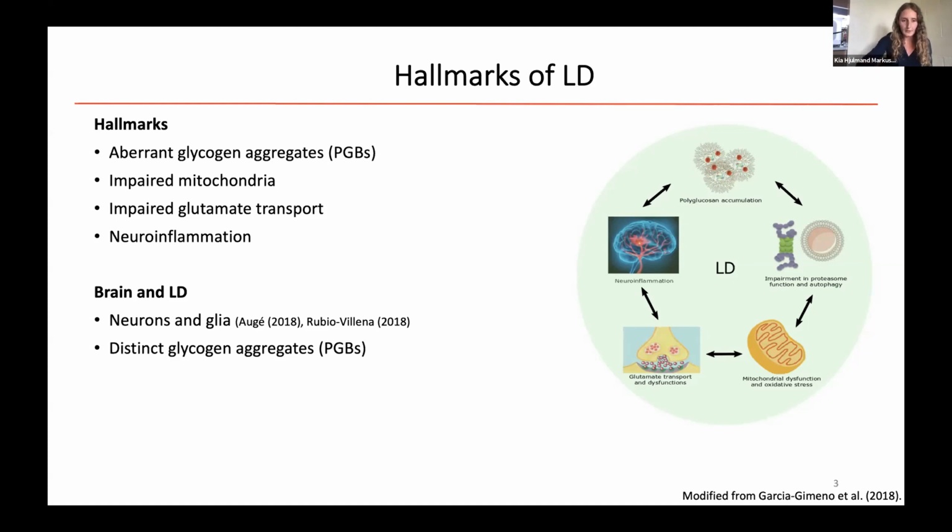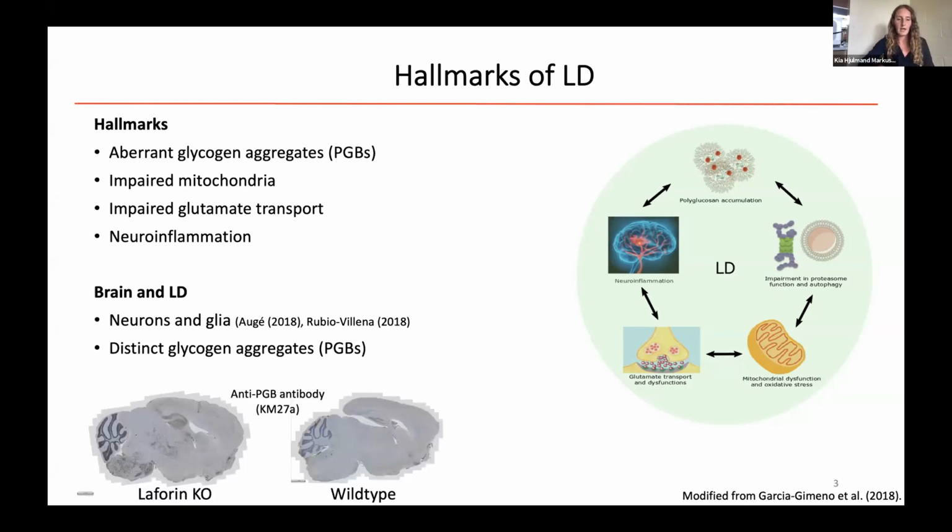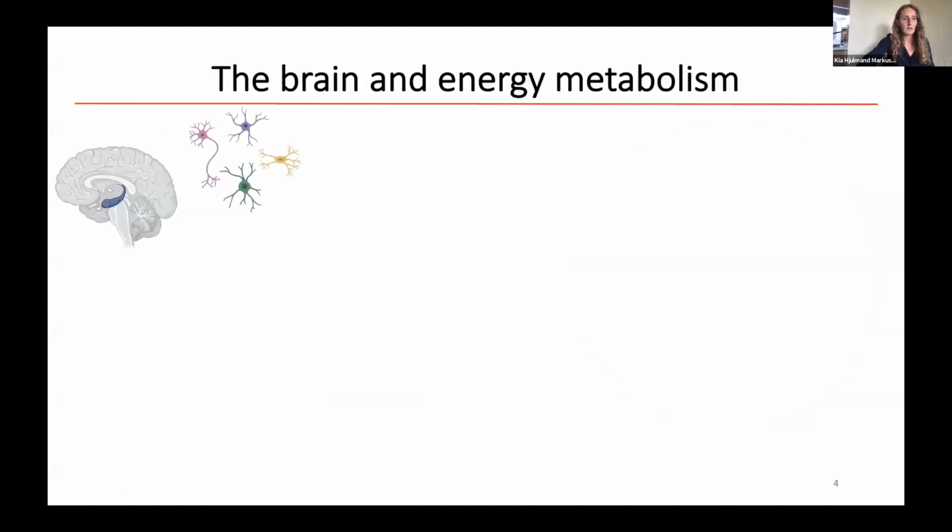So therefore, we asked ourselves, how is the metabolism impacted in specific brain regions, and how are the cell types impacted? So one of the first things we looked at was where these PGBs accumulate. And here we observed that early on in the disease state, we have an accumulation in the hippocampus. So today I want to focus on the cortex and the hippocampus. And we know that the hippocampus is associated with epilepsy and therefore likely important in LD.